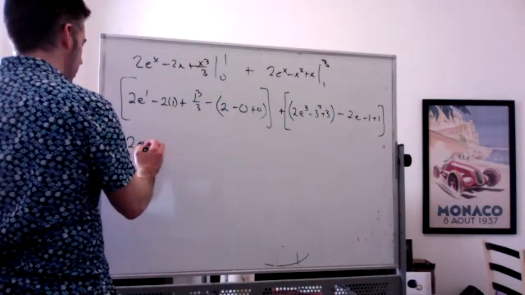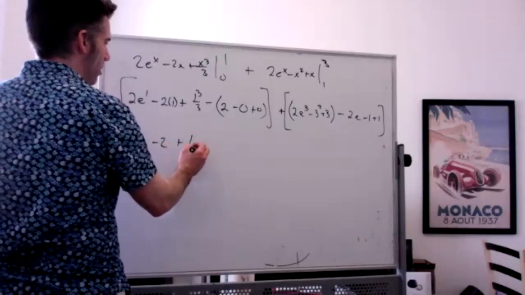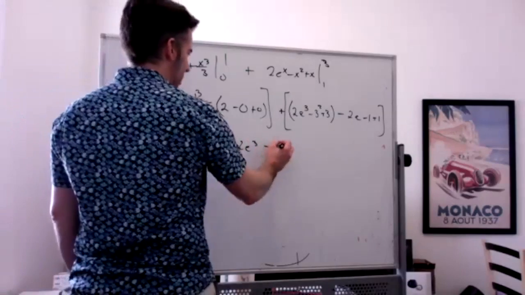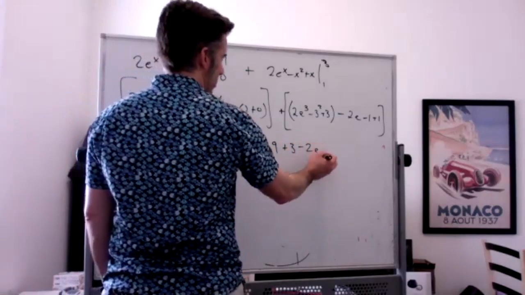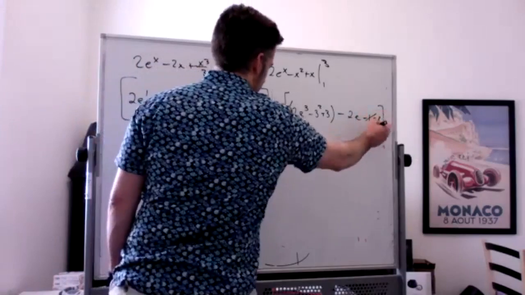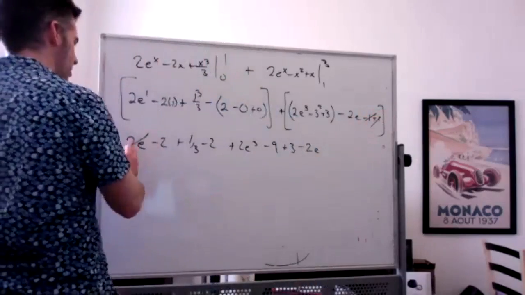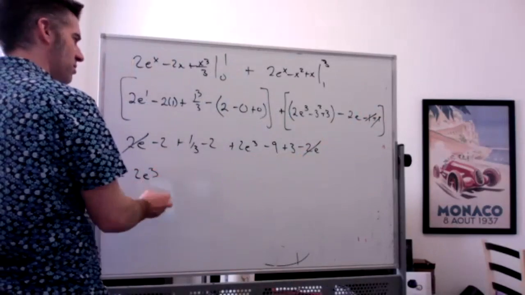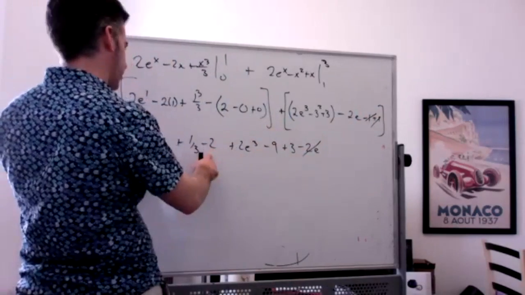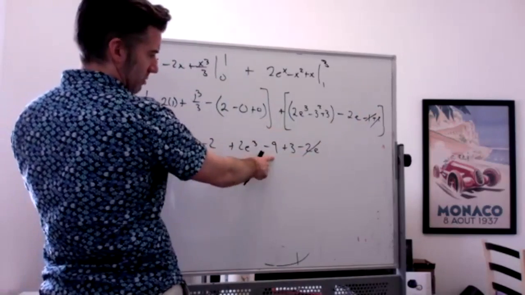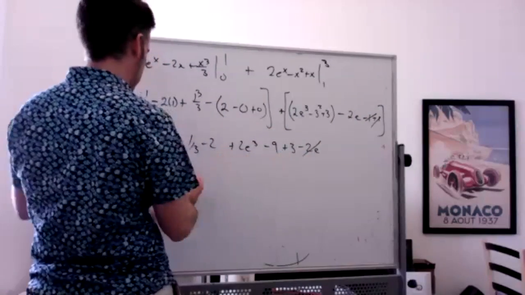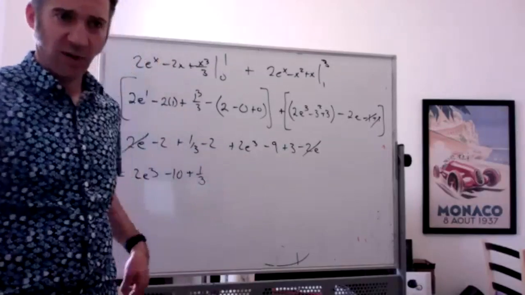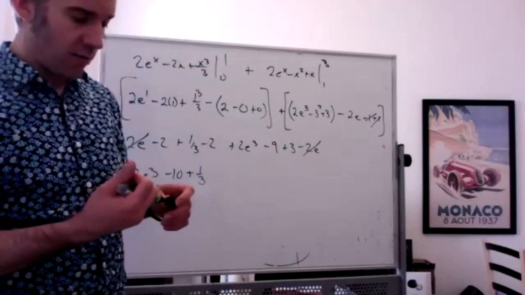I've got 2e minus 2 plus a third minus 2 plus 2e cubed minus 9 plus 3 minus 2e minus 1 plus 1 cancels. And then the 2e and the minus 2e cancels, and you're left with 2e cubed. And then you got to add up all the numbers. So minus 4 minus 9 is minus 13, plus 3 is minus 10, plus a third. You can make that more simple if you want to. I think we've done enough.